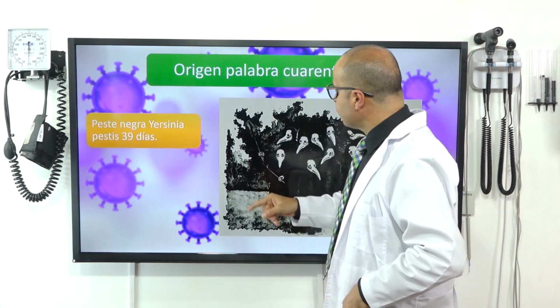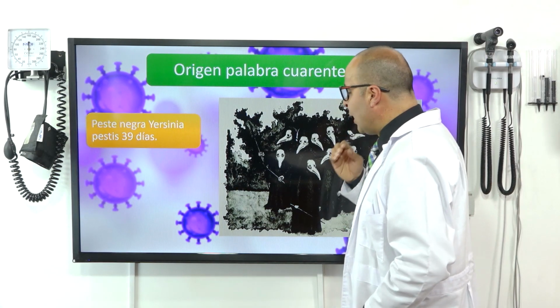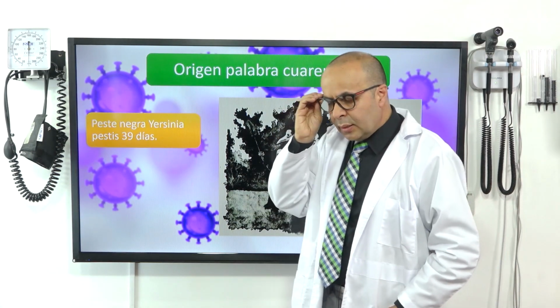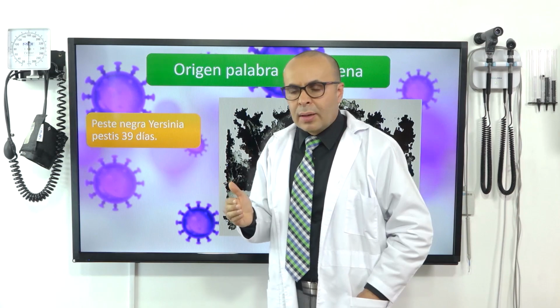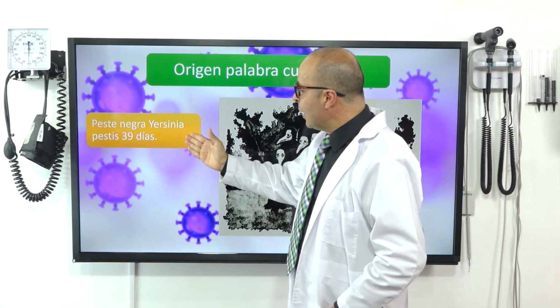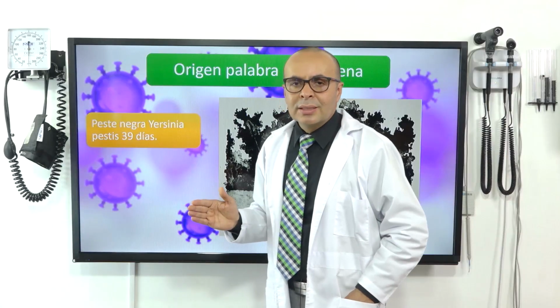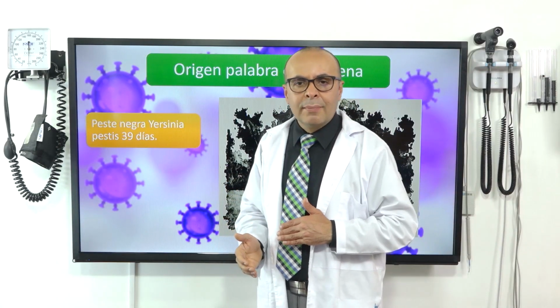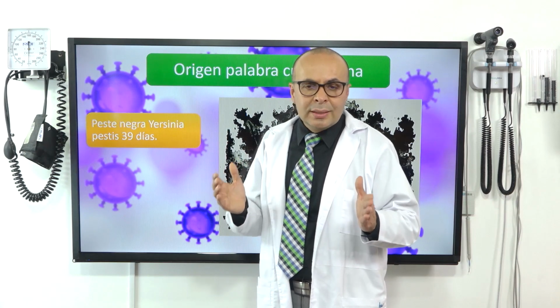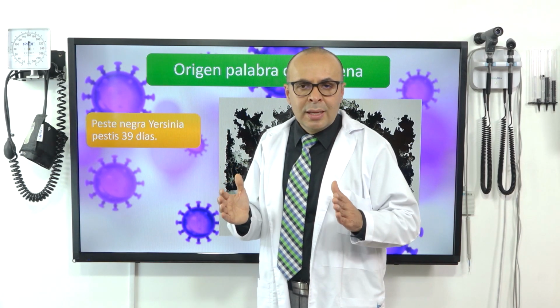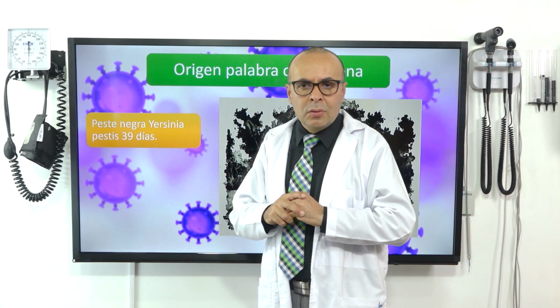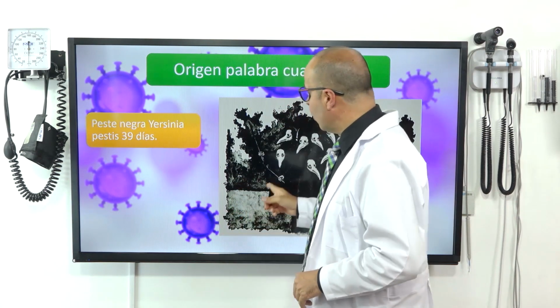Now let's look at the origin of the word quarantine. It's very important to mention this because quarantine derived from 40 days, having to do with the Black Plague, where the bacteria Yersinia pestis lasted for 39 days. So the doctors back then created a quarantine of 40 days. But ours is actually just a fortnight. It's only 15 days, from 2 to 14 days when the incubation is over, and we will know if the patient is sick or not.